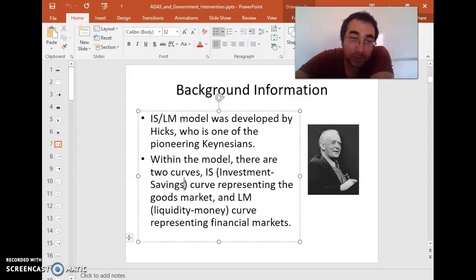We will talk more on this model in the next part, and then we will go to the ADAS model, basically. See you in the next part. We will study the ADAS model.